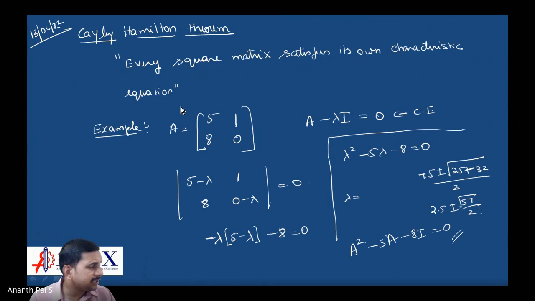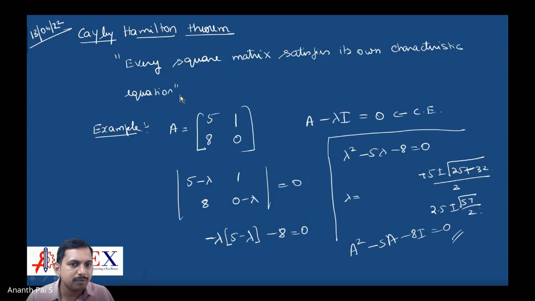What is Cayley-Hamilton theorem? Every square matrix satisfies its characteristic equation. What is the characteristic equation? When you put the eigenvalue and make it 0, this is the characteristic equation. So if you consider this matrix, instead of lambda, you put the value of A, the matrix only, not the determinant. You put matrix A square.